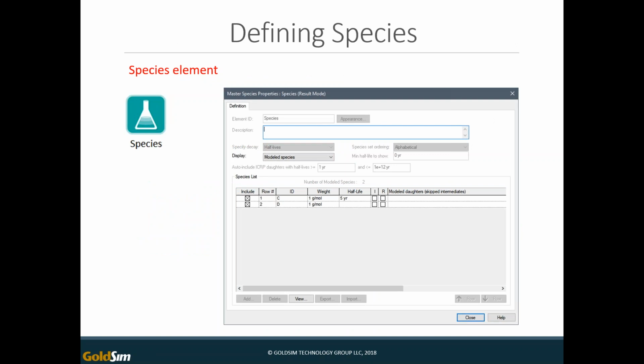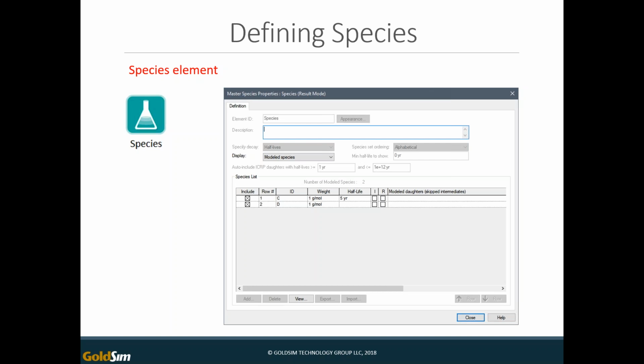So the way the species work is there's an element in GoldSim called the species element, and you list the species that you want to simulate. You just type them in, and GoldSim doesn't know anything about these species. So here I've created two species called C and D. Typically, they would represent real species, such as zinc or cadmium or iron.